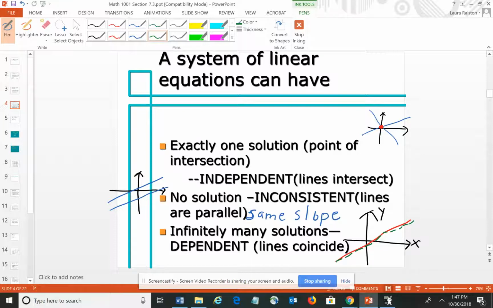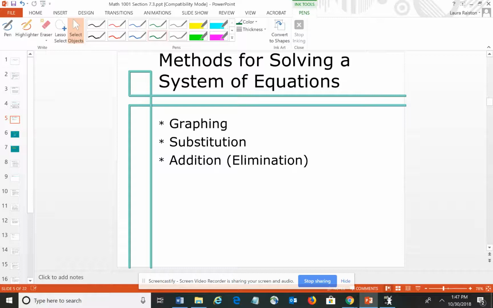There are multiple methods for solving a system of equations. We can use a graphing technique. There's a method called substitution, and then a method that some texts refer to as addition, other texts refer to it as elimination. And we're going to take a look at each of these methods for solving a system, and look at some examples together in additional videos.